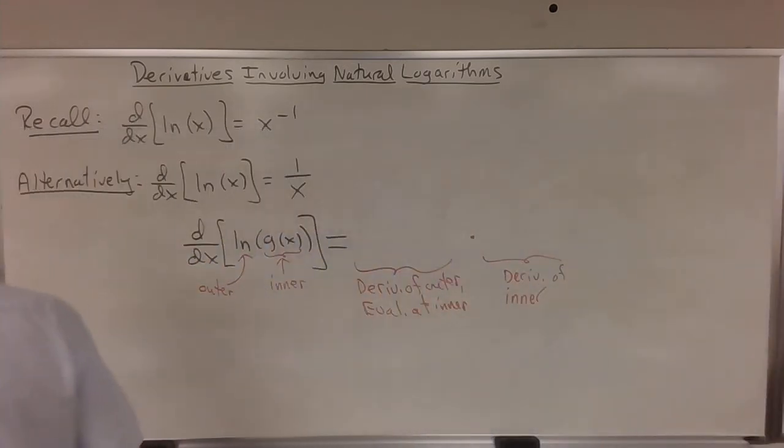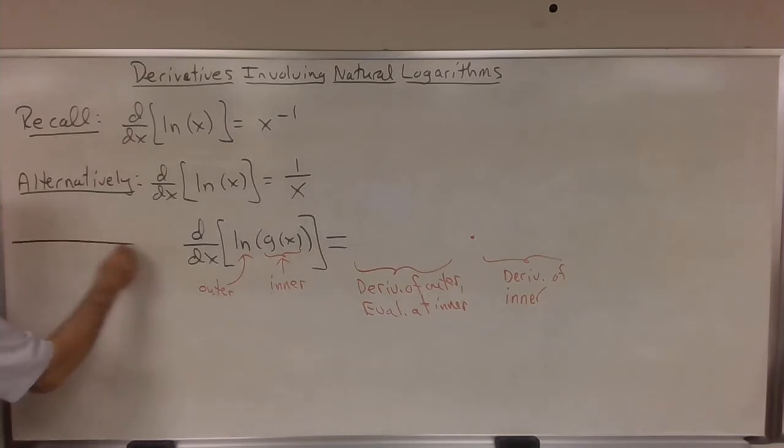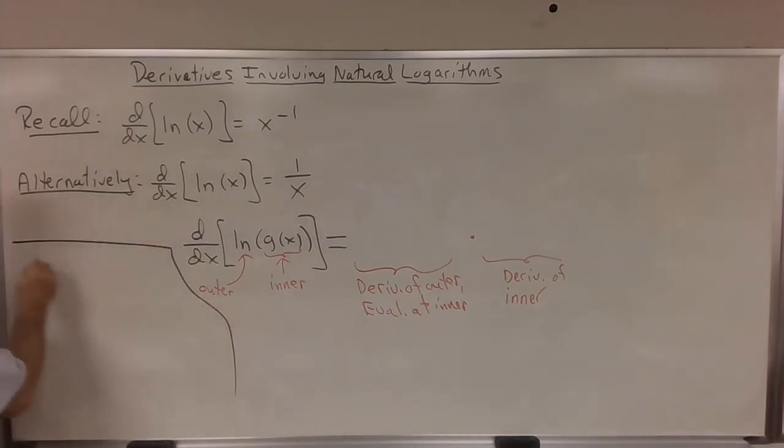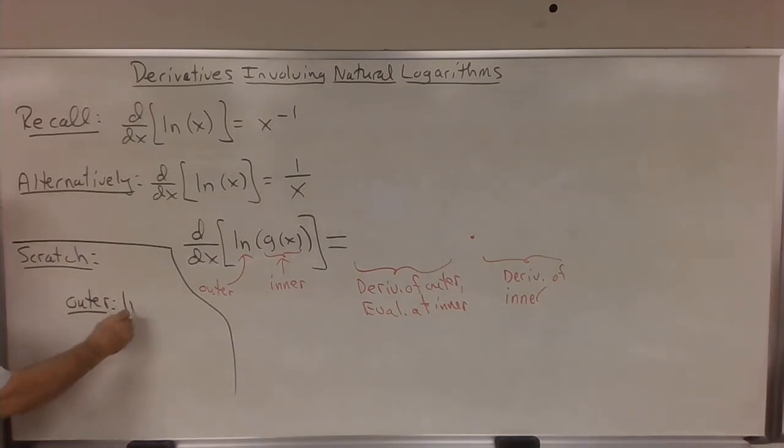Since we haven't worked with this function before, let's write our scratch work here. And the outer function is the natural logarithm of something. And we need to know the derivative of the outer function.